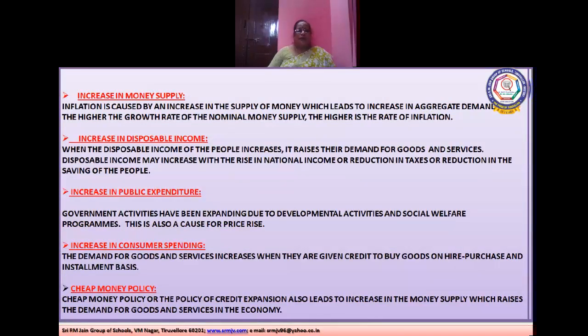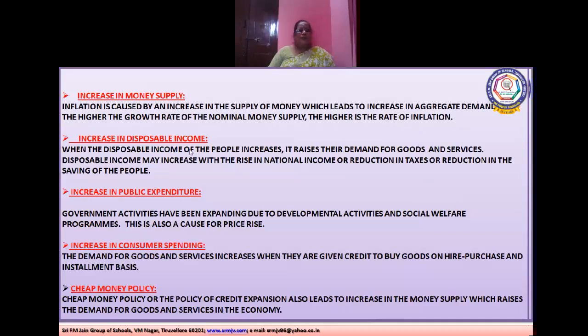Increase in money supply. Inflation is caused by an increase in supply of money which leads to increase in aggregate demand. The higher the growth rate of the nominal money supply, the higher is the rate of inflation. That means if the growth of nominal money supply is increasing, the rate of inflation will also be increasing.